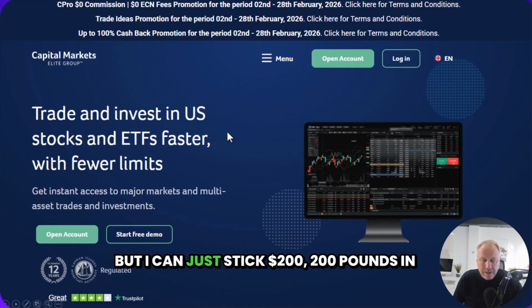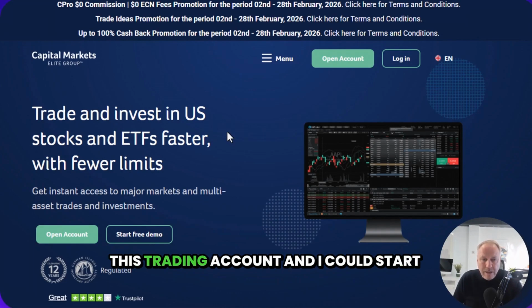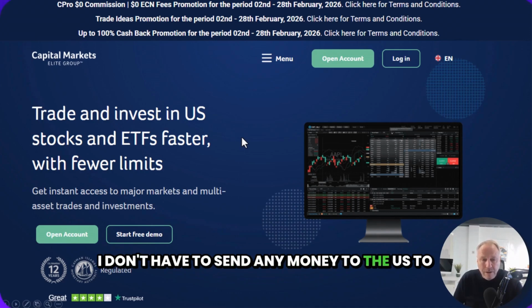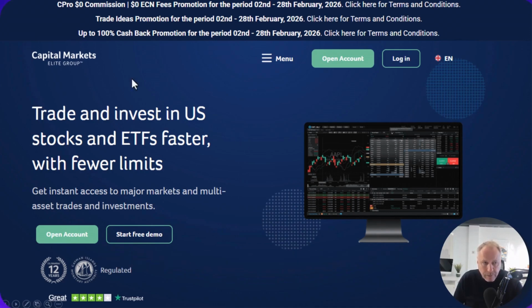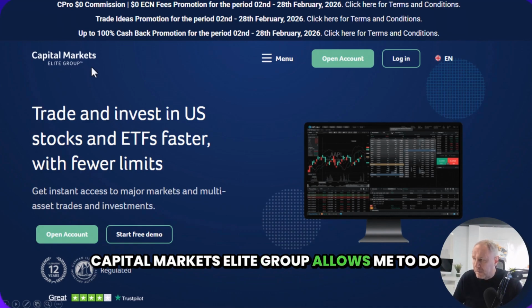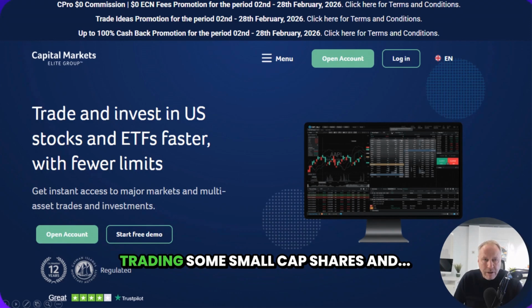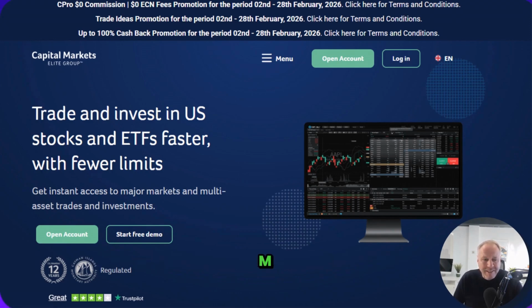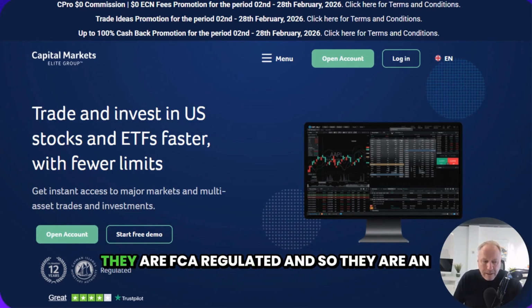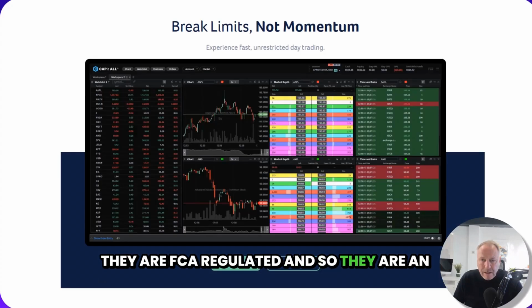But I can just stick £200 in this trading account, and I could start trading literally tomorrow with it. I don't have to send any money to the US to trade the markets. And Capital Markets Elite Group allows me to do that, and it's brilliant. And I can start trading some small cap shares and take advantage of the volatility. They are FCA regulated, and so they are an option.